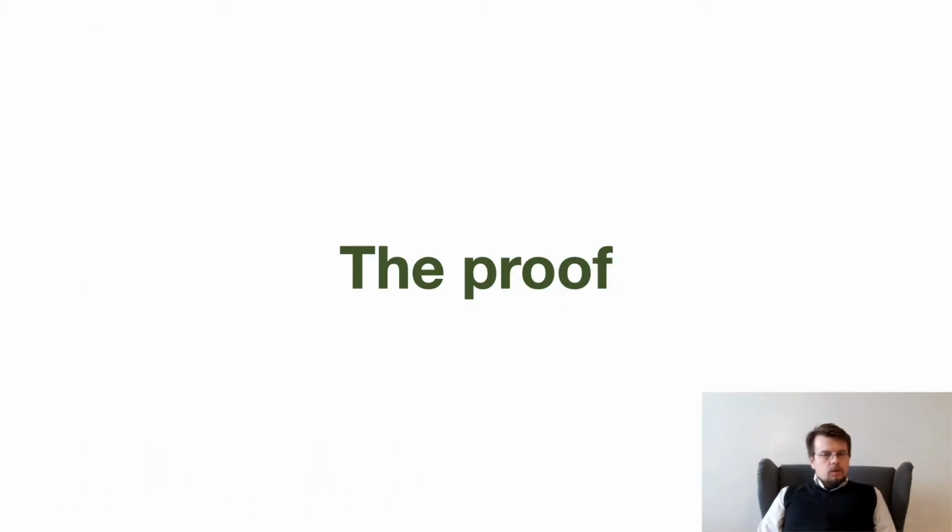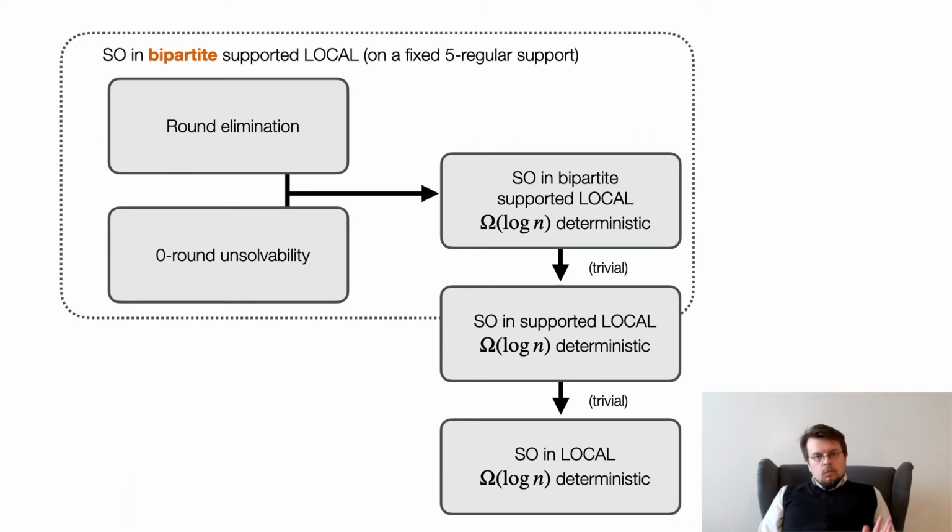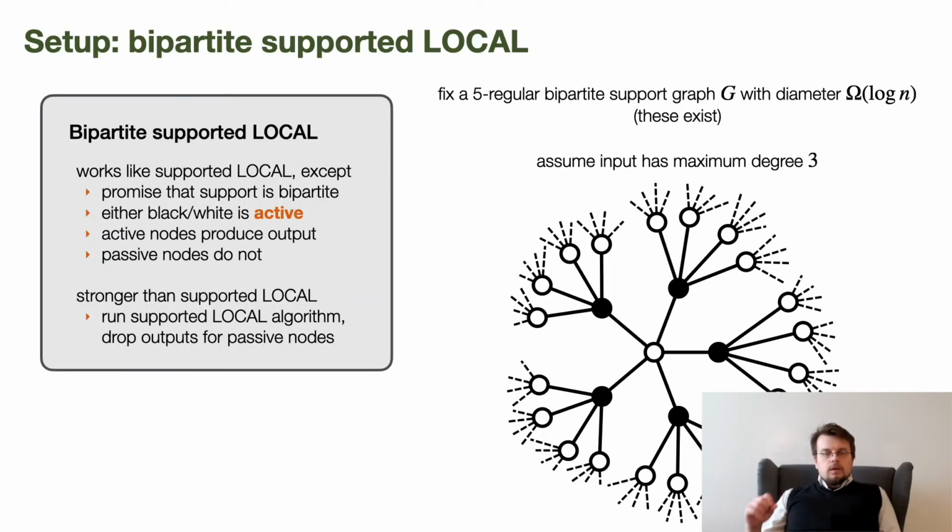Alright, so let's talk about the proof itself. So actually what we will do is we will prove this theorem in an even stronger model than the supported LOCAL, i.e. in the so-called bipartite supported LOCAL, and specifically we do it for a fixed 5-regular support graph. The bipartite supported LOCAL model is basically the same thing as the supported LOCAL, except we are given a promise that the support graph is bipartite, and either black or white nodes are active. Only the active nodes are required to produce output, and the passive nodes don't have to do anything.